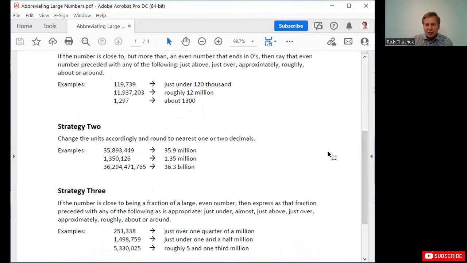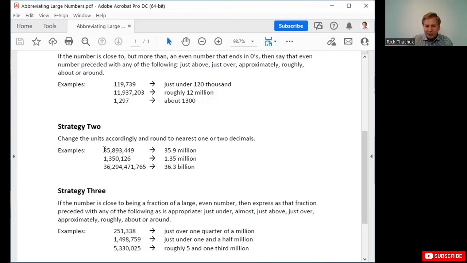Change the units accordingly and round to the nearest 1 or 2 decimals. This is especially useful for very large numbers that are not close to an even number. Take a look at this first example. 35,893,449. Well, that's not close to 35 million. It's really not that close to 36 million either. So I cannot use strategy 1. So I think what I'll do is I will refer to this number in millions, and I'll just round it to 1 decimal. And if I do that, it's 35.9 million.